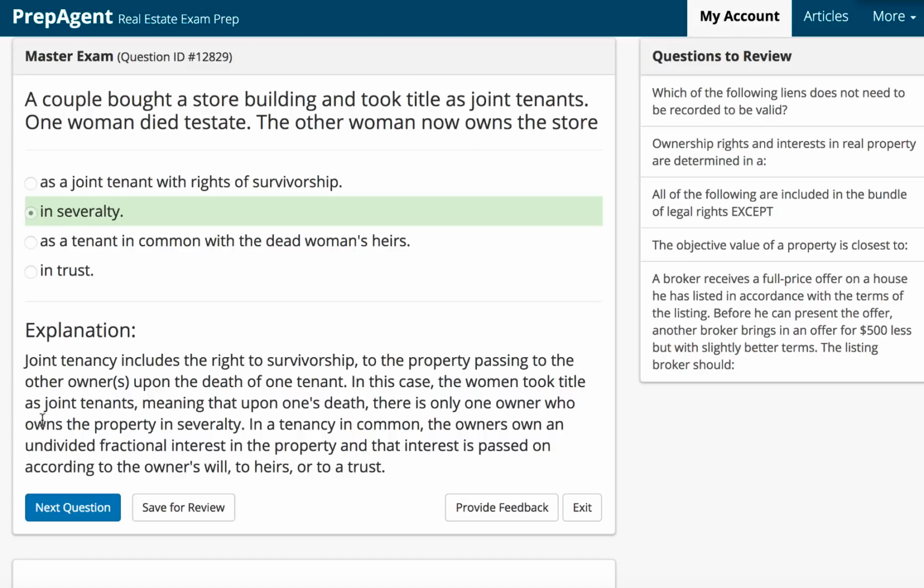Now I'm confused. I thought when someone dies when you are in joint tenancy, that would be the right of survivorship. So let's look at this. A couple bought a store building and took it as joint tenants. So you and I take it as joint tenancy. Now what happens to the property? We both own it. You die. Now I own it, in severalty, because I'm just one person.